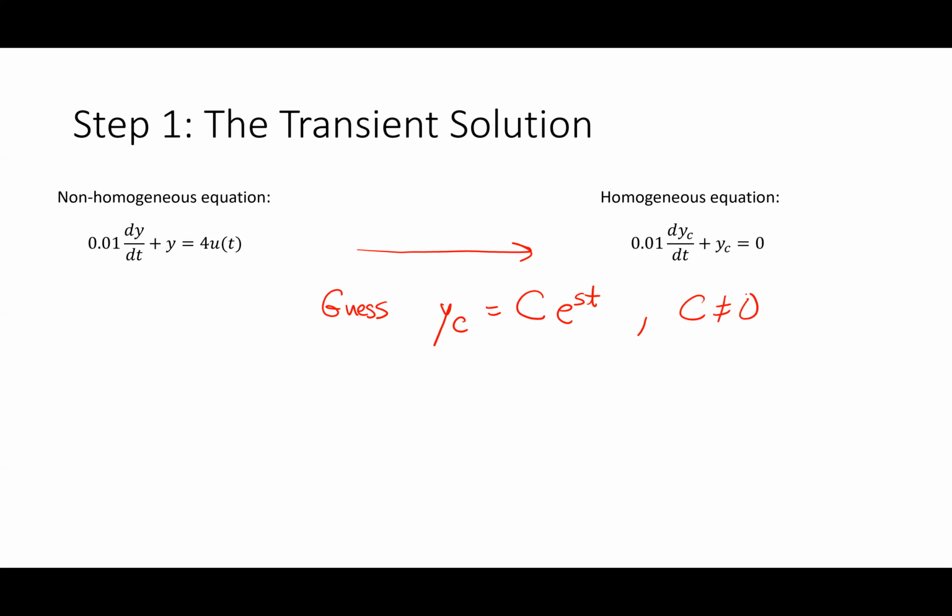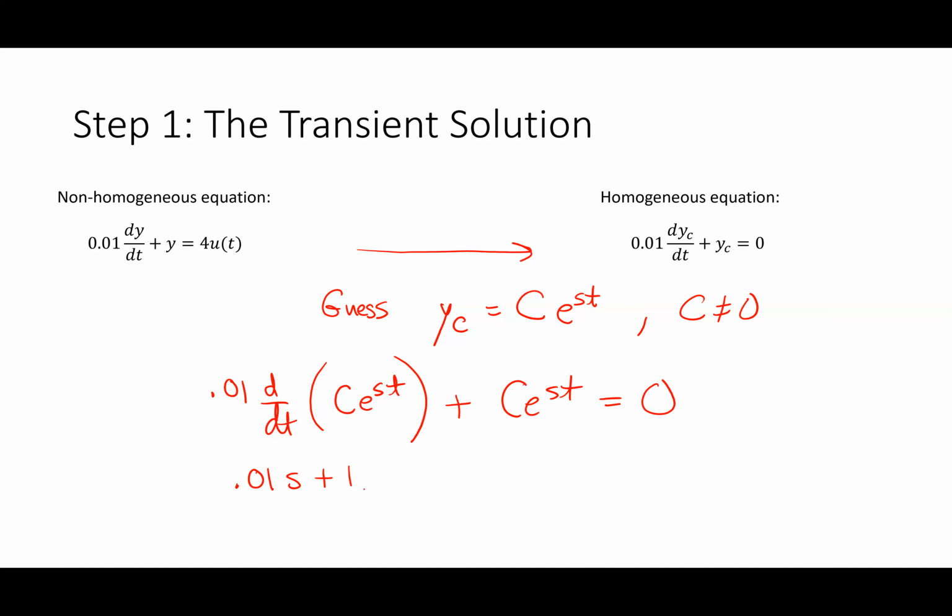Okay. So I'm going to go through this process. I'm going to get 0.01 d by dt of C e to the st plus C e to the st equal to 0. And I'm going to end up with 0.01 s plus 1 times C e to the st. All right. Same basic process I did before. All right. What's true about C and e to the st? Are they ever equal to 0? No.